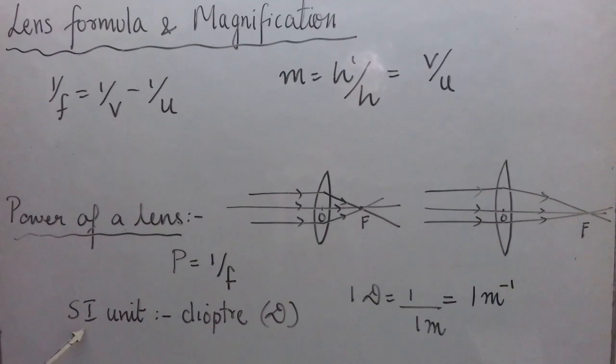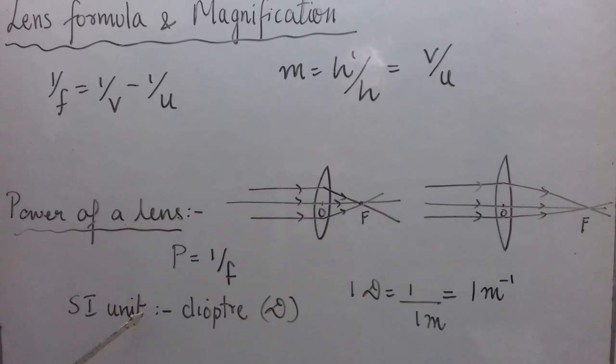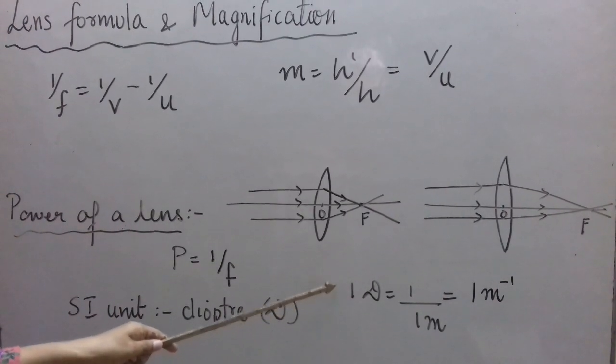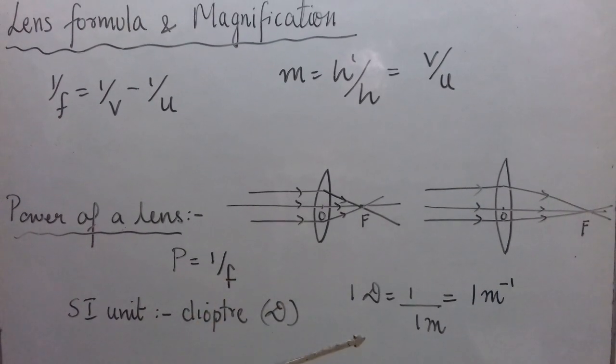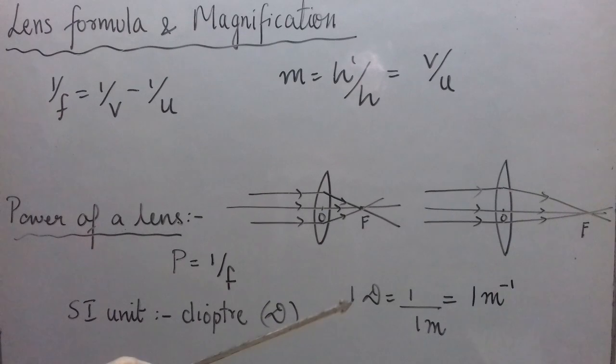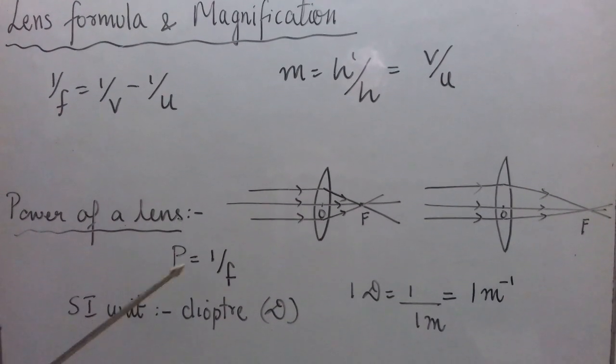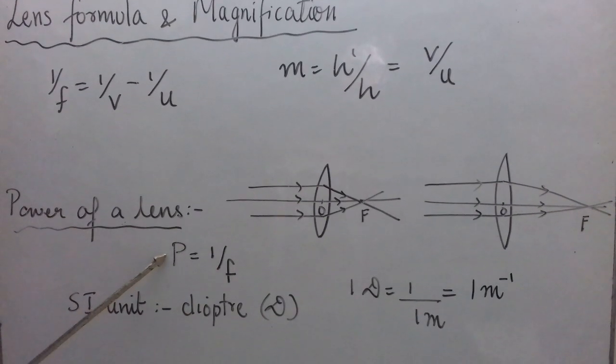So, you can define: the SI unit of power of a lens is 1 diopter, and 1 diopter is the power of a lens whose focal length is 1 meter. So, a lens having a focal length of 1 meter has a power of 1 diopter. And we should remember, for a convex lens f is positive, so power is positive.